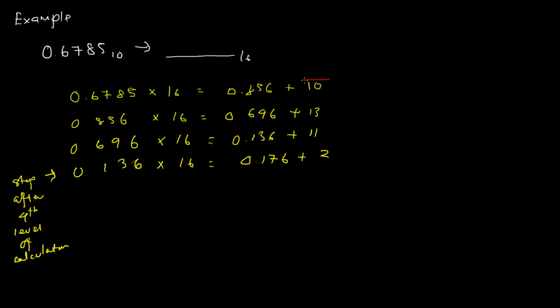So now what you have to do is take these numbers and read from top to bottom. Remember, 10 is A, 13 is D, this is B, and 2. So you're going to produce A, D, B, 2. That is your hexadecimal number. But don't forget that it should be a number with a hexadecimal point.